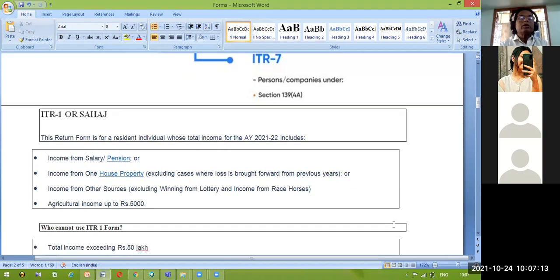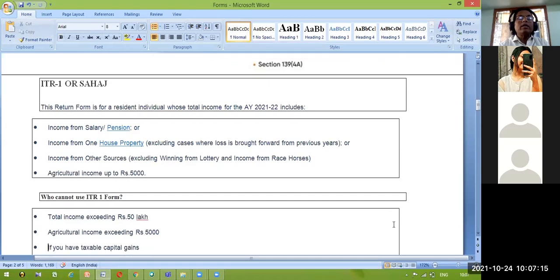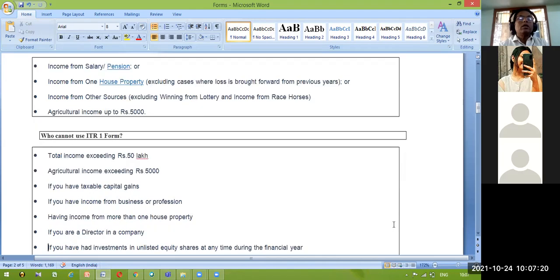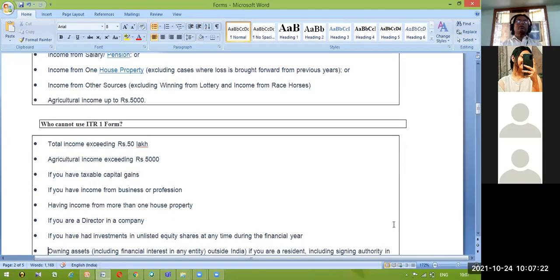So regarding ITR 1, there may be some more questions. And actually, I am targeting the examination point of view, and that way only I have made this presentation. There are a lot of things to discuss, but I cannot go to those things. Even if you pass out BCom and go to chartered accountancy, you'll get a lot of things on ITR. But I am not interested to take all these things because I am targeting our BCom exam level. I think these are the basic things.